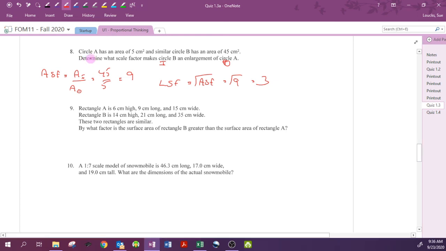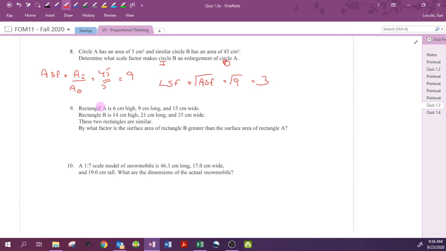Question 9. A rectangle A is 6 centimeters high, 9 centimeters long, 15 centimeters wide. Rectangle B is bigger. The two rectangles, those are actually rectangular prisms, but I'm just going to make a note of that for next time. Okay, I'll do that later.